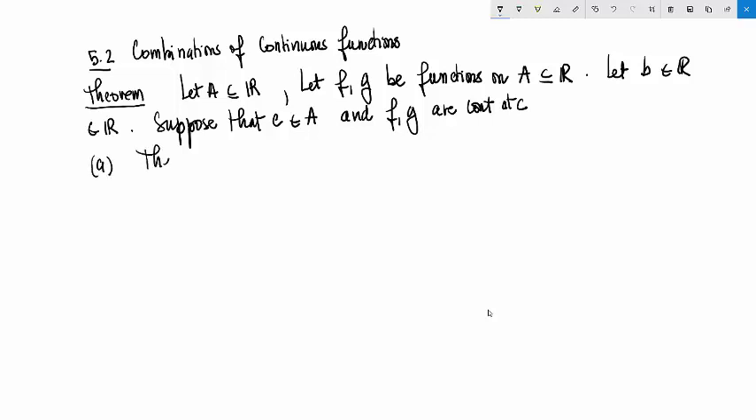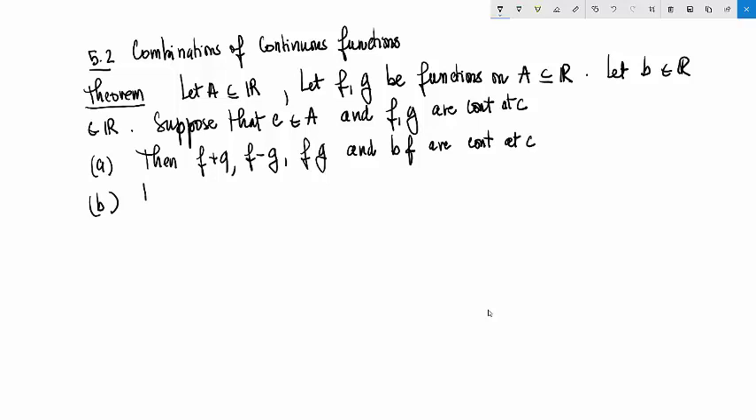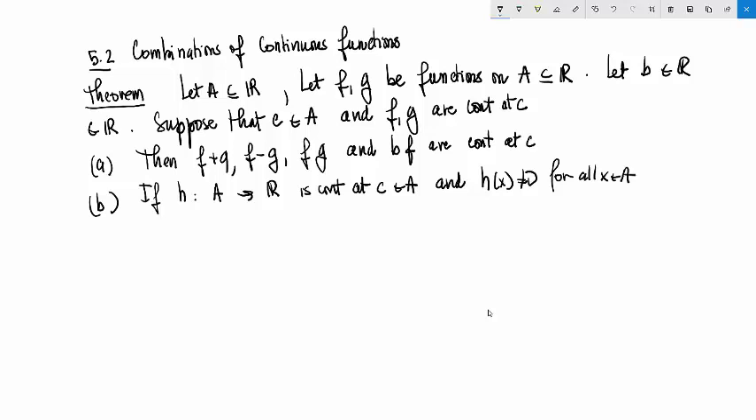Then two things hold: f plus g, f minus g, f times g, and the constant B times the function f are all continuous at C. Also, if h is a function from A to the reals which is continuous at C, which is in A, and h of x is not 0 for all x in A, then the quotient f over h as a function is also continuous at C.